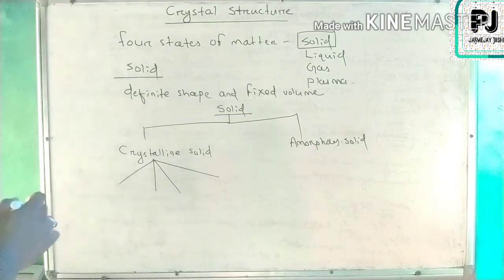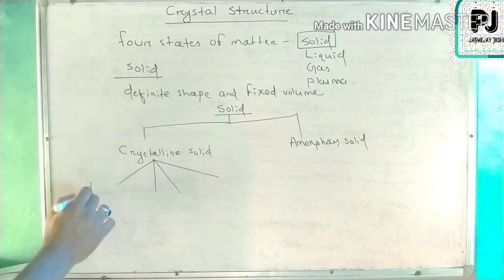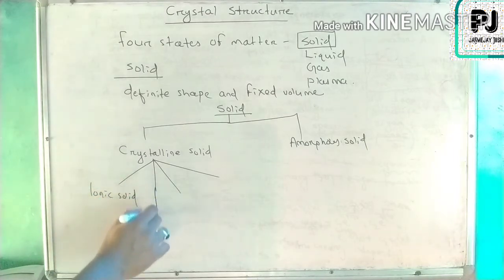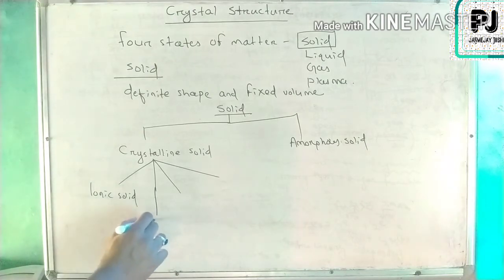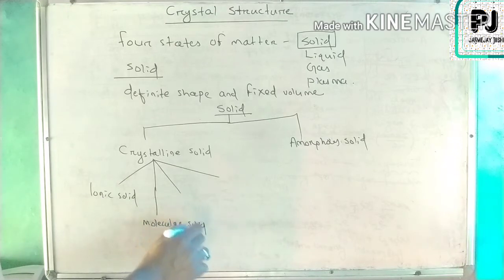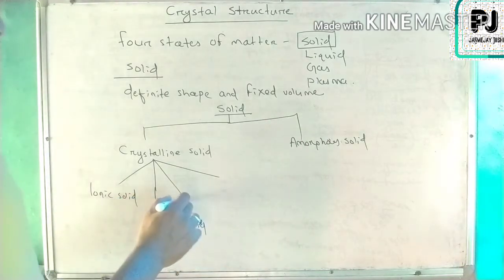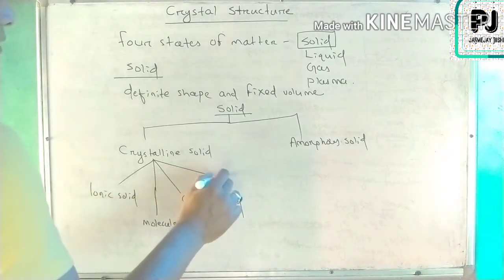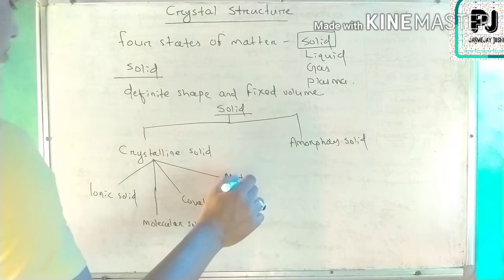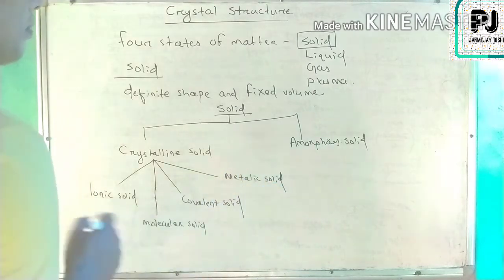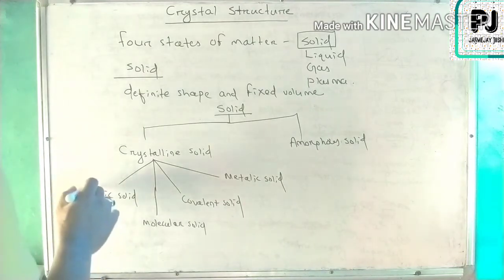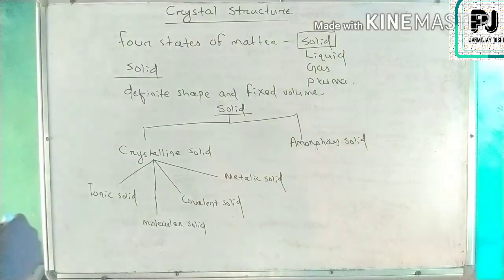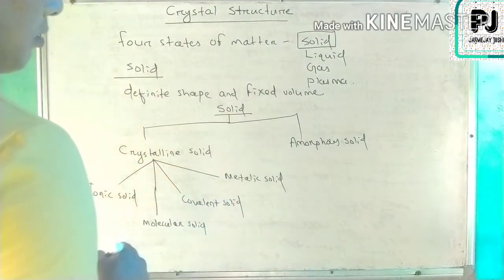What are they? These are ionic solid, second one molecular solid, the third one covalent solid, and the last one, the metallic solid. These are the four different types of crystalline solid. Then we'll come to the second one, that is amorphous. First we'll discuss the crystalline solid. What is crystalline solid?